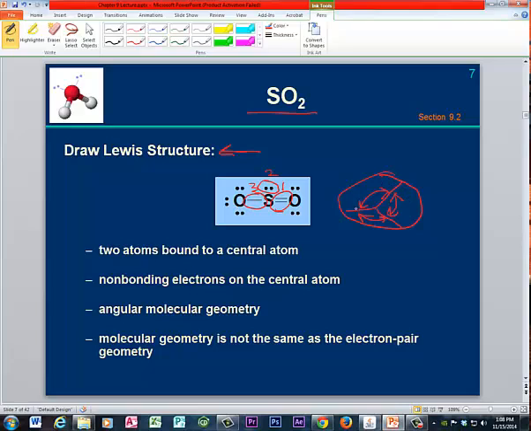So we have 3 things around the central atom. We take a 360-degree circle and we split it up into 3 equal parts. We come out with 120-degree bond angles.